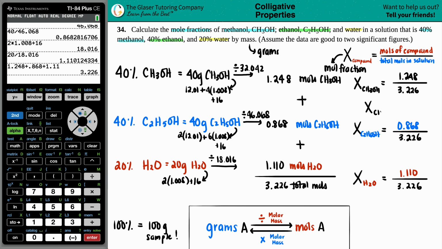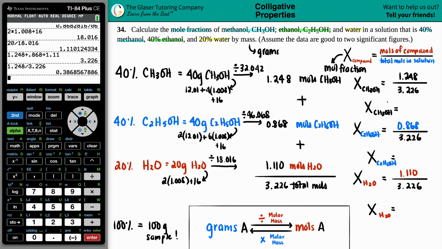So the mole fraction of CH3OH is going to be just one number. And then we have the mole fractions. Okay. The mole fraction of C2H5OH, and then the mole fraction for H2O. Okay, let's do the math now. So 1.248 divided by the total moles. That looks good to me. And now we should have 2 sig figs. So this should be 0.39 as my mole fraction for the methanol.